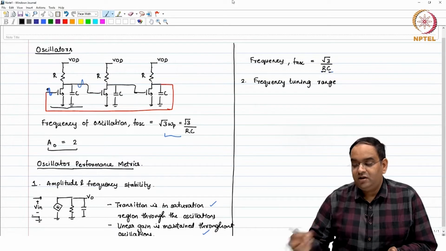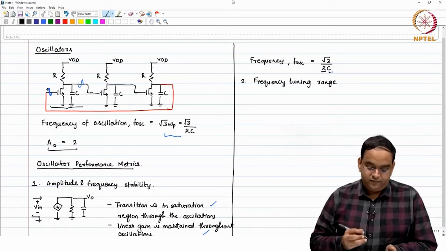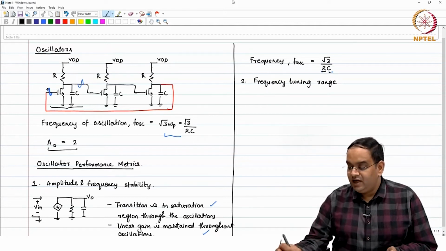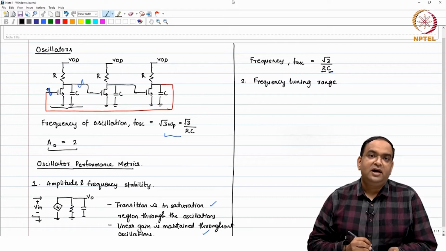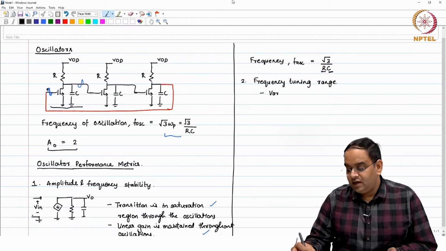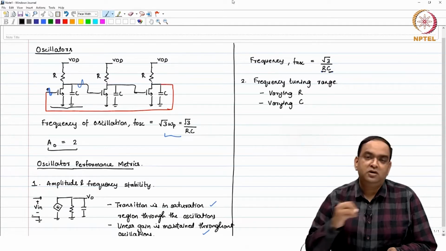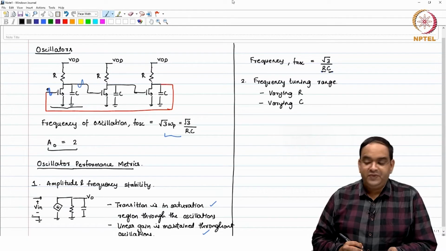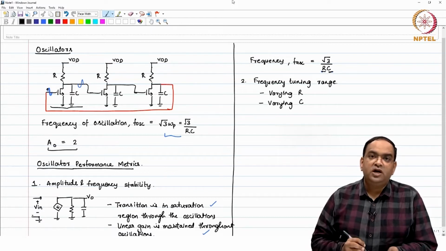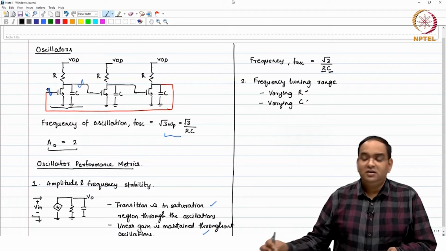Okay. So, speaking about this oscillator, you can say if I can vary R and C of the oscillator, I can vary the output frequency of the oscillator. So, varying R and varying C will give you the tuning range for the oscillator. Now, whether you are going to get a linear tuning range or a non-linear tuning range depends on how you are varying the resistor and the capacitor.